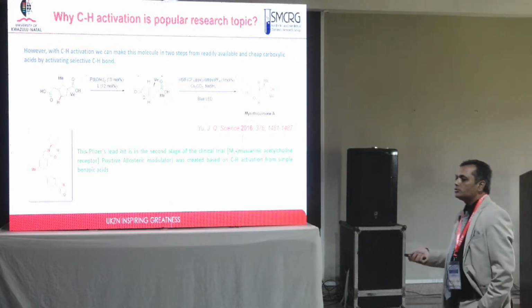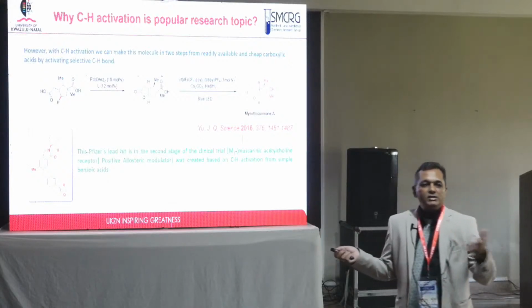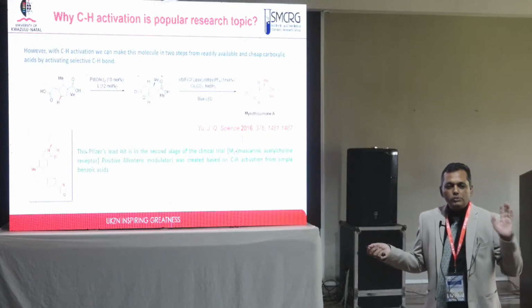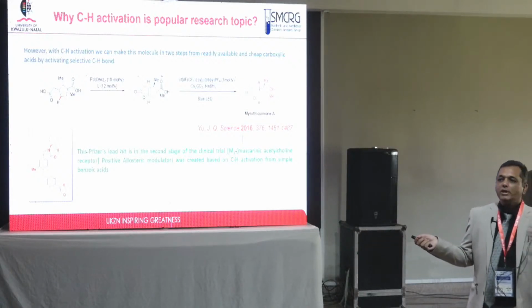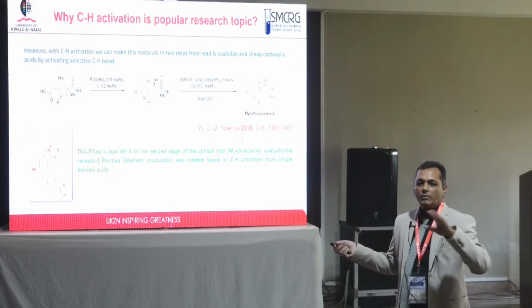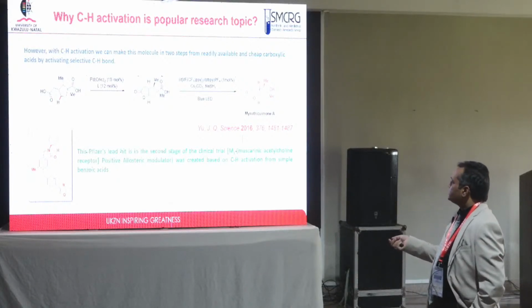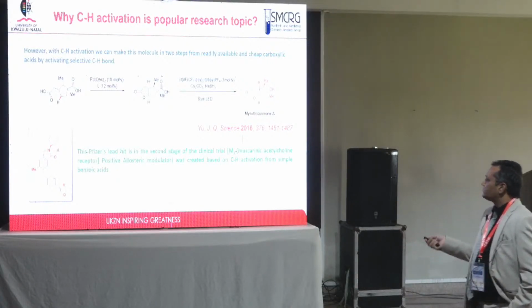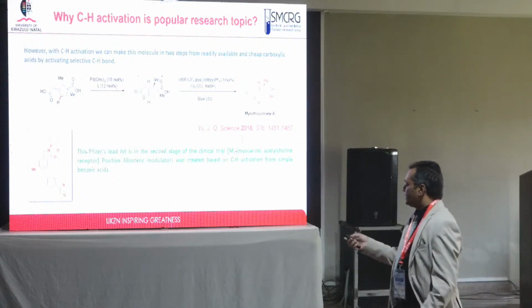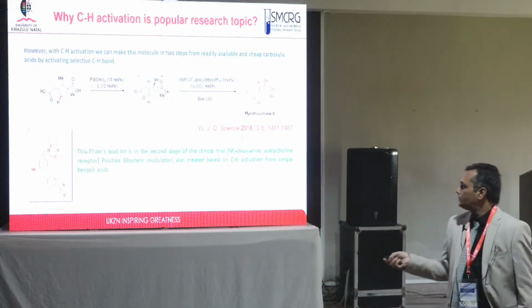that is muscarinic, usually used to regulate Alzheimer's disease and schizophrenia, people suffering from schizophrenia and Alzheimer's. This is the drug which is given to moderate them, to give them stability. So this was created based on CH activation from simple benzoic acids. Okay, so this shows you the importance of the CH activation.